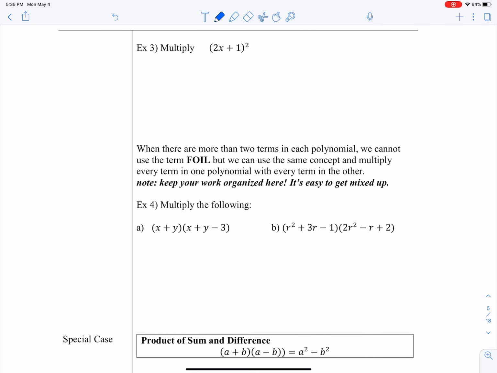This is section 2.2, video 2. So now we're going to be looking at if we have an exponent on the outside of brackets that have more than one term.